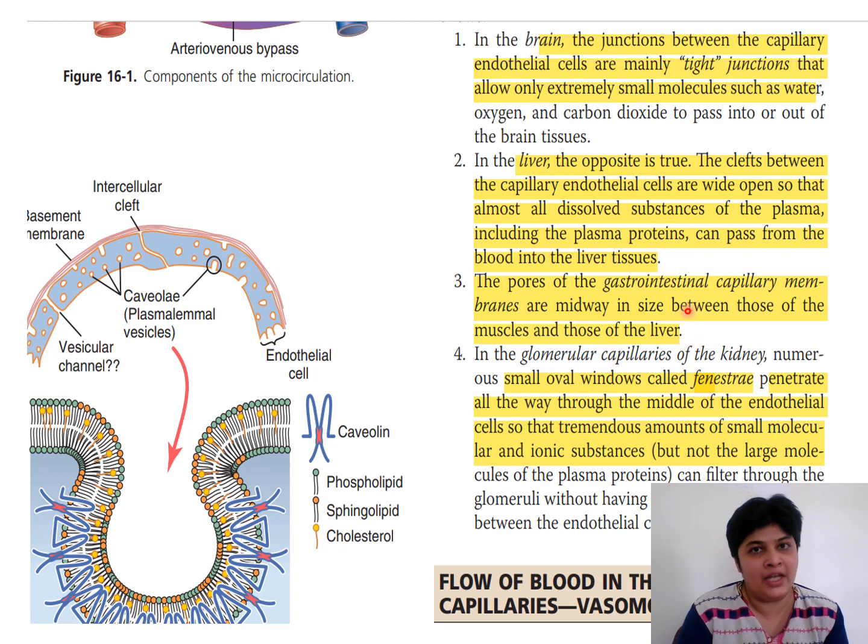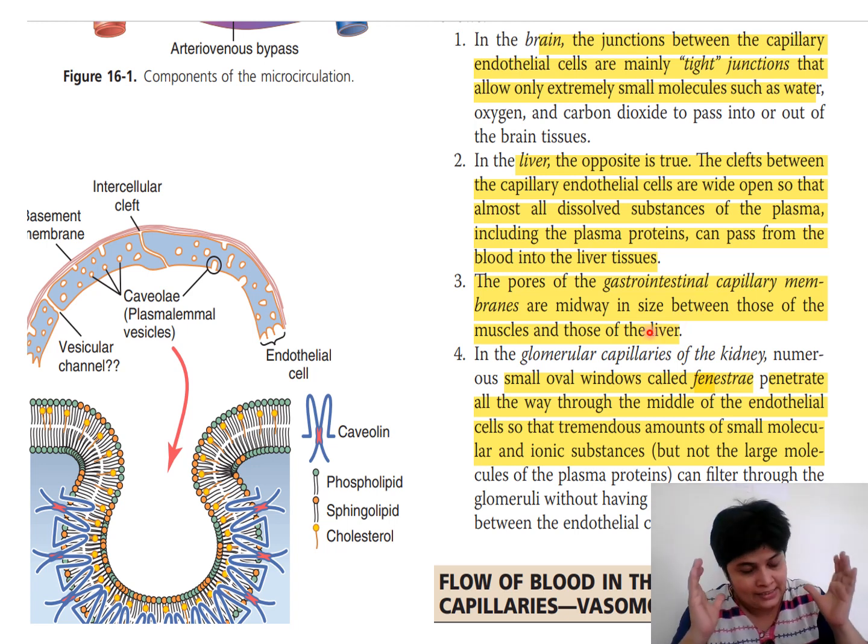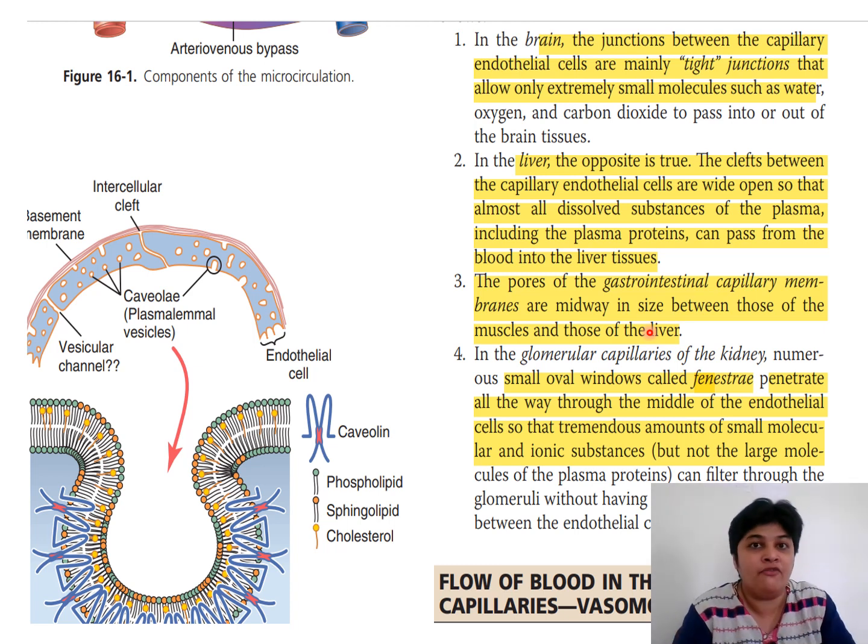Now we talk about the GIT. They need to absorb whatever you are eating, so their intercellular clefts are somewhere midway, not as large as in the liver and not as small as in the brain, but somewhere in between. And the kidney is very peculiar and different: midway, not a cleft, but you find a passage which we call a fenestra, right? But they do not allow the passage of large molecules. They only allow the passage of small molecules. Ready?